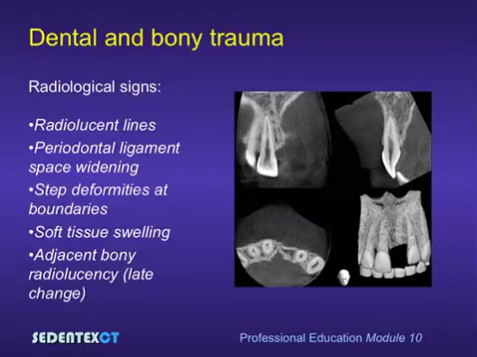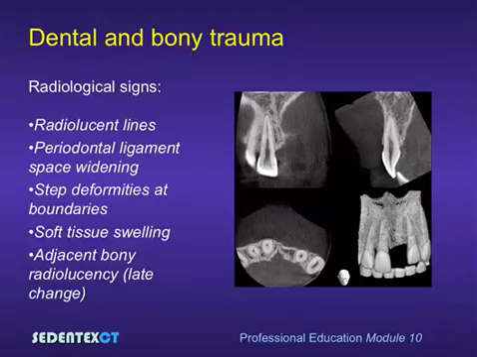Another use of cone beam CT that has been recommended is its use in dental and bony trauma. Let's just think about some general radiological signs of trauma. We're looking for radiolucent lines. With teeth, we're looking for periodontal ligament space widening. For both teeth and bone, we're looking for step deformities at boundaries. We may also see soft tissue swelling. And as a later change, we may also see adjacent bony radiolucency forming.